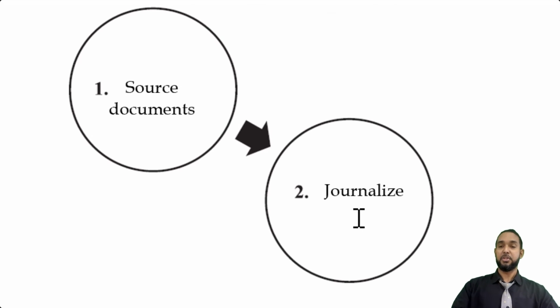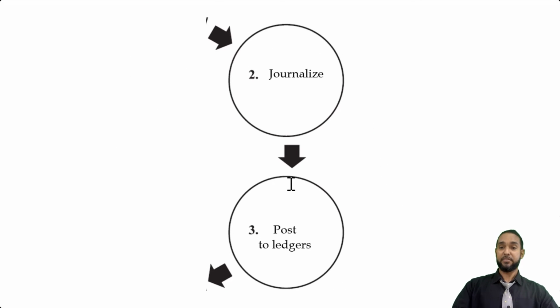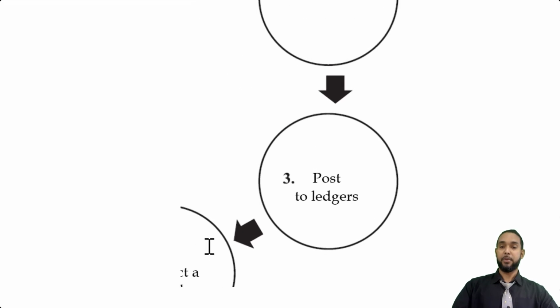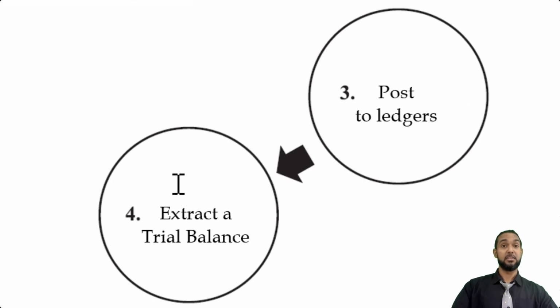The next thing to do is to journalize, or record the transactions in the books of original entry. After that, we post the ledgers or T accounts. We use double entry to record the items from the journal in the T accounts. Following that, we extract a trial balance to double check the accuracy of double entry in the ledger.